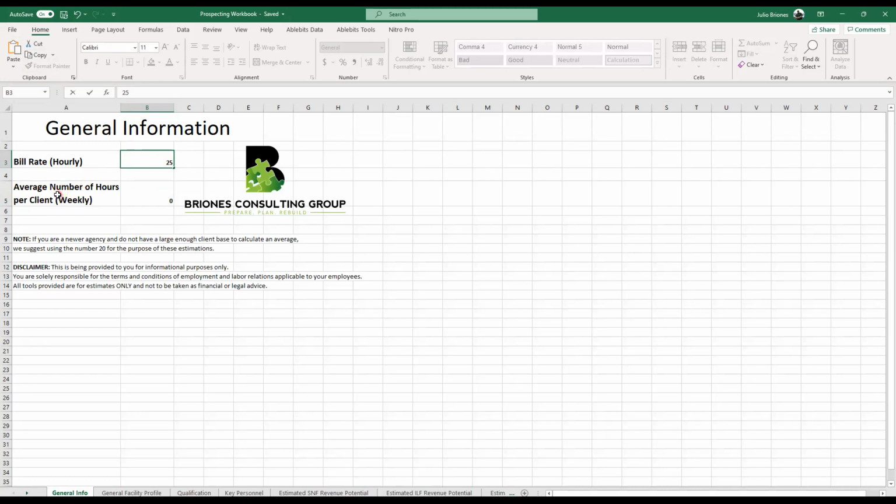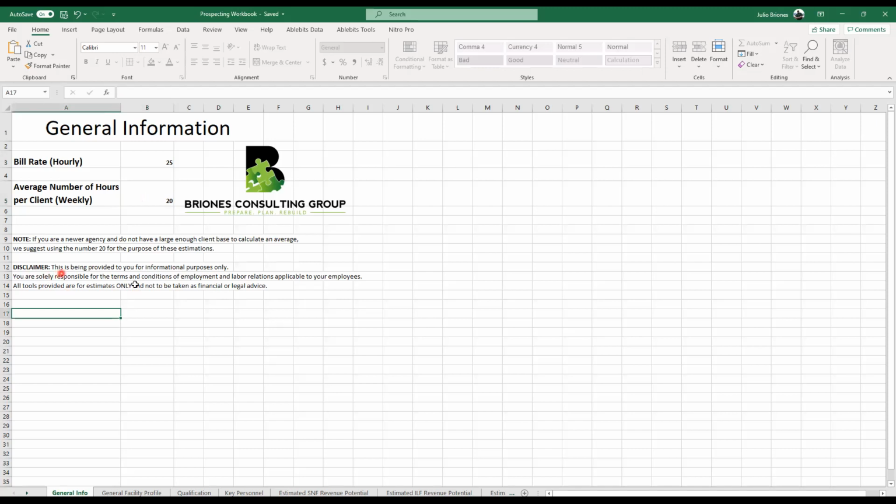Now, let's take a look at the average number of hours per client. Please note, if you are a newer agency and you don't have enough of a client base to calculate an average or to understand what your average should be, let's just use the number 20 for the purpose of this estimate, simply because that is below the national average, but we're taking into account whether your leads are coming from potentially organic sources, which would be the ideal, or if you're primarily buying your referrals from the internet, using pay-per-click campaigns and things of the like. So we're going to use 20 for the purpose of this exercise and demonstration.